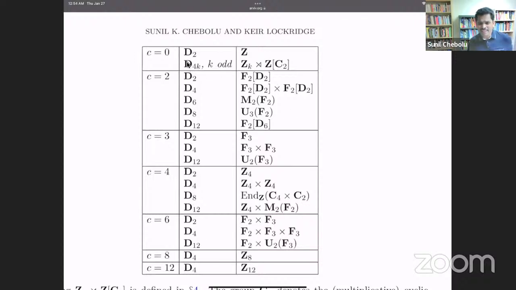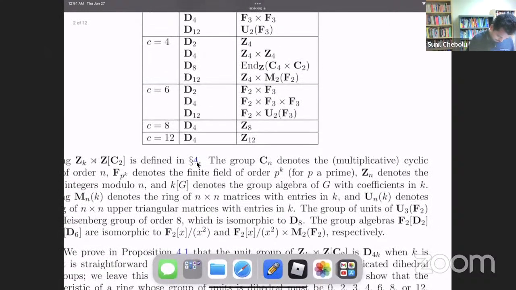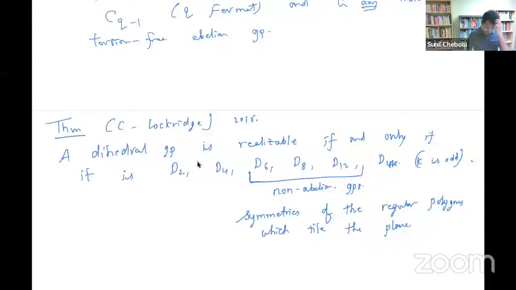And that is the reason I'm saying let's forget about D4k for odd k, because if you ask what are all finite rings, then this one is off the chart, because this will be characteristic 0, which will be an infinite ring. The finite rings will be coming from this case, and the interesting ones, keeping aside the abelian ones, the non-abelian ones, correspond to symmetries of polygons which can tile the plane. Okay. Yeah, so this is another super technical paper. I will not have time to go over that, but that is the result we proved.